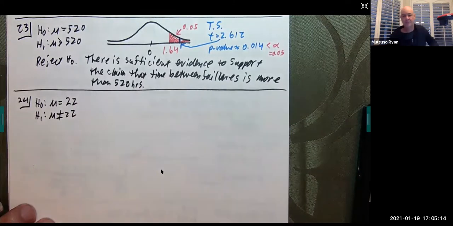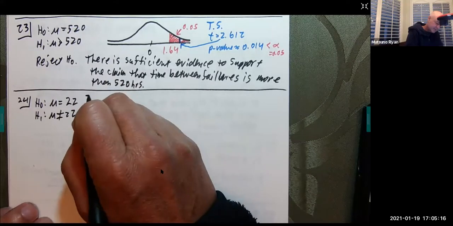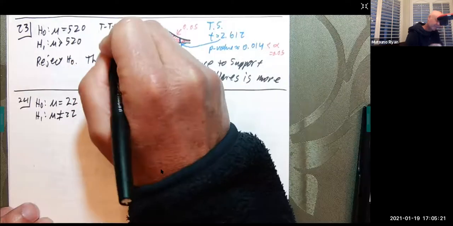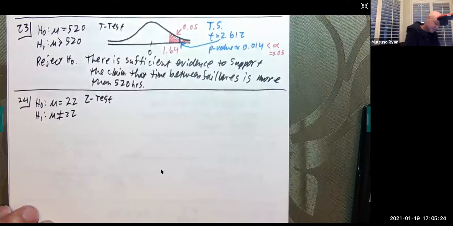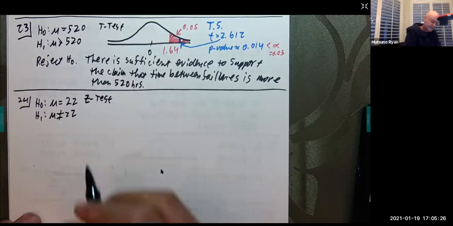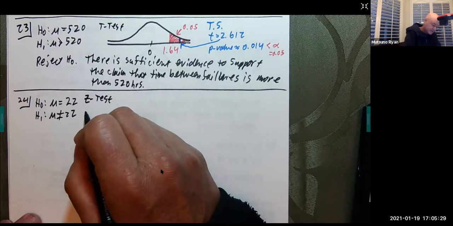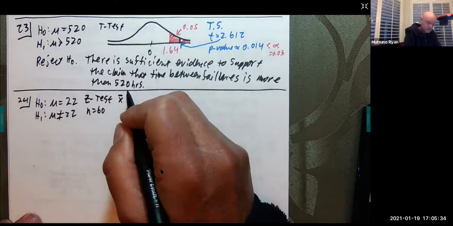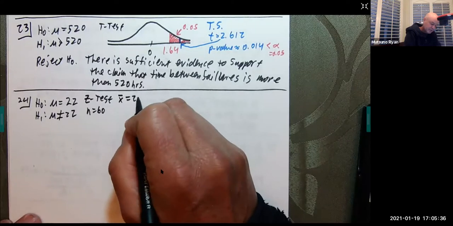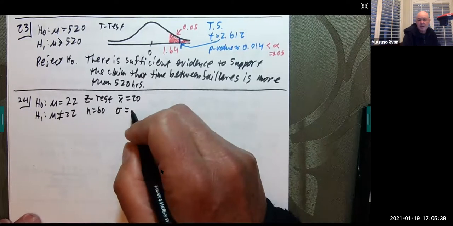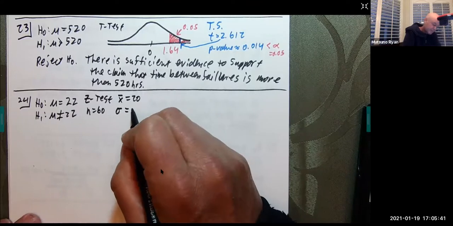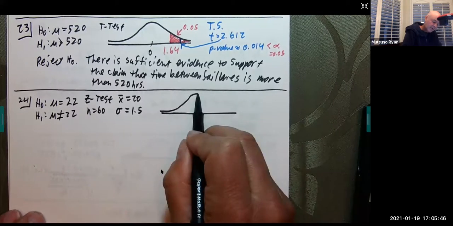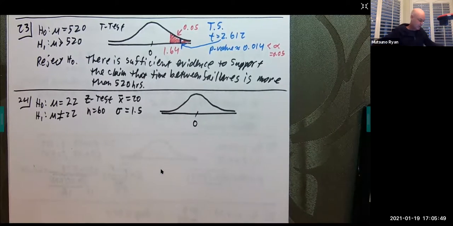I want to set up, this is a z-test. Oh, I should write here, this is a z-test. And we are given n is 60, x bar is 20, and sigma, the known population standard deviation, is 1.5. Let's set up our regions here. All right, this is a two-tail.